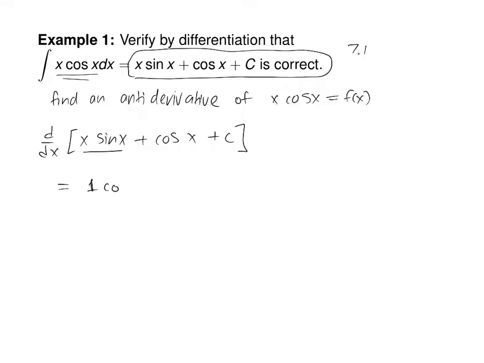So that will be 1 times sine x plus x cosine x. So that's the derivative of the x sine x. What's the derivative of the cosine x part? Oh, lovely. Plus 0, right? Now what happens to the sines? They cancel, and we just get x cosine x, which is what we're supposed to get in the first place, right? So that's verifying that this is the correct formula.